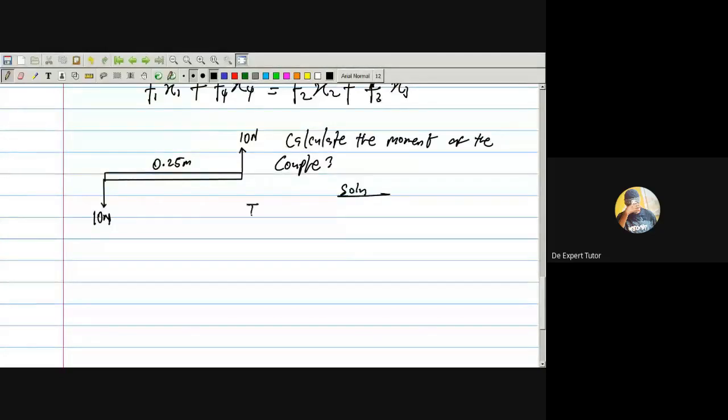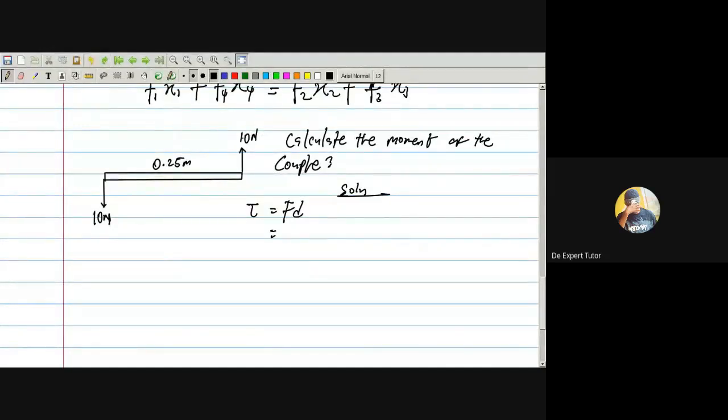The moment of a couple is torque, and torque equals force times distance. Please pay attention. One wrong way a student can solve this is to say, okay, how many forces do I have? 10 plus 10, 20. No. We don't do that.